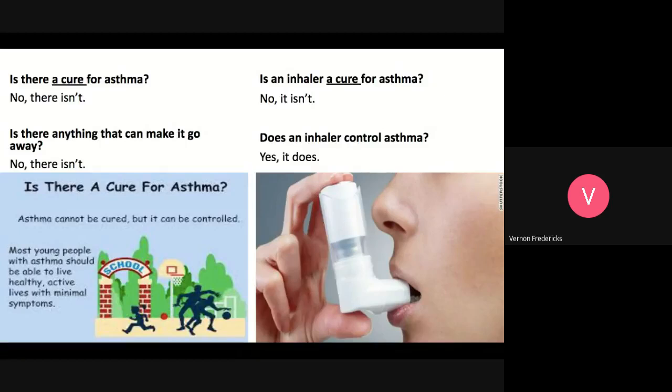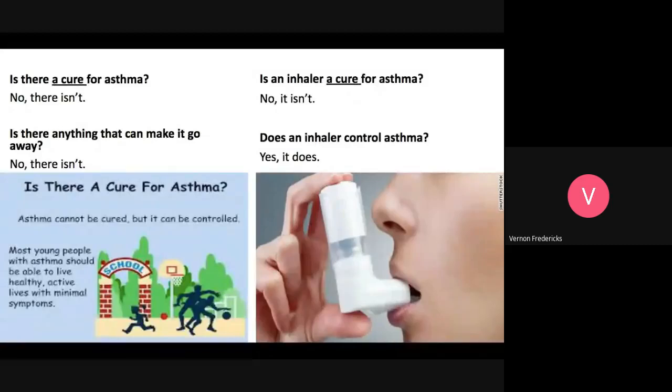Most young people with asthma should be able to live healthy, active lives with minimal symptoms. So even if you have asthma, you can still play basketball, football, run, go to school, play table tennis, swim, and do things like normal people do. So asthma shouldn't stop you from doing things.